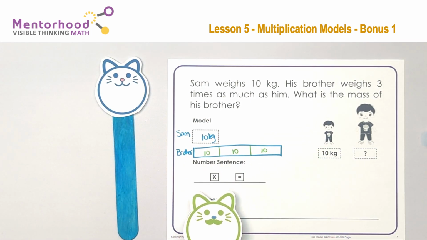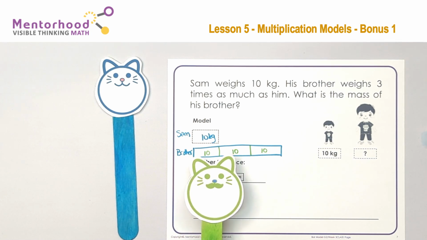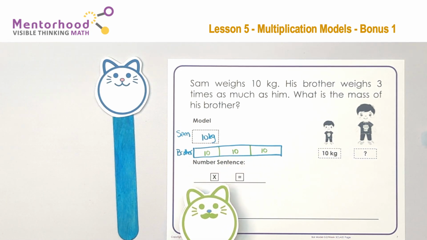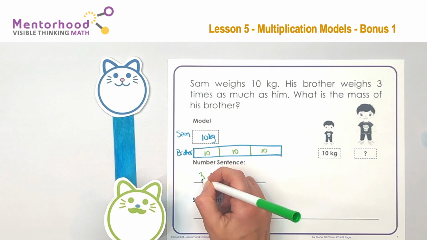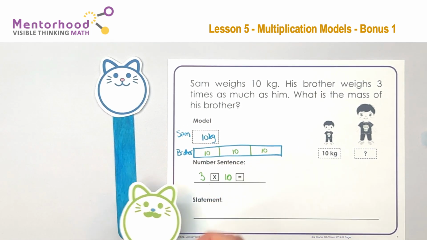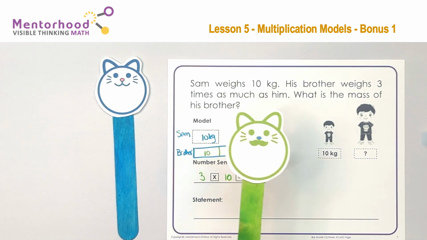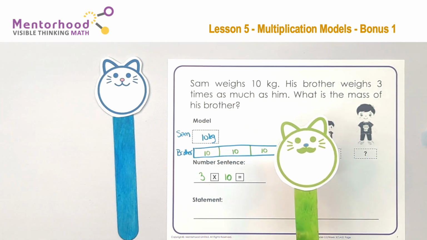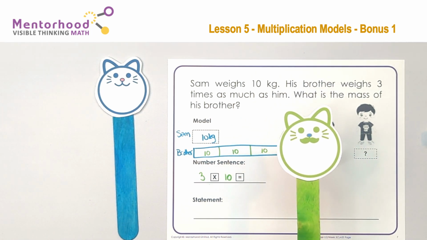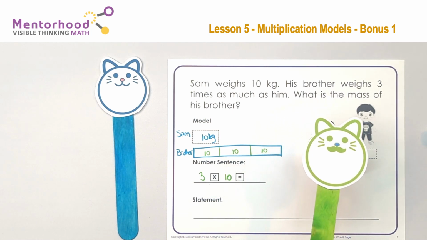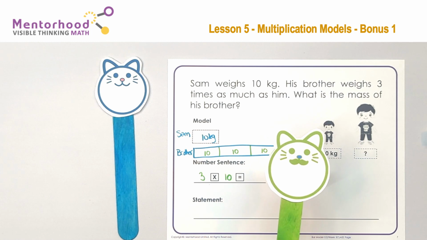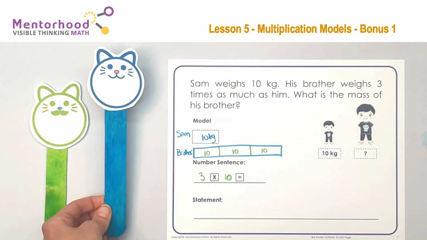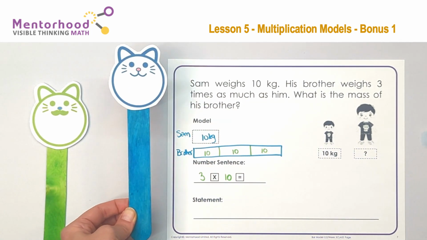Oh, of course, our number sentence. Well, we've got 3 groups of the same amount, 3 groups of 10. So my multiplication sentence, 3 times 10. Okay. Kids, I bet you know what 3 times 10 is, don't you? Really fast? 1, 2, 3. 30, that's right. That's almost as old as me. Oh, Dad, you're older than 30, but let's write that in.